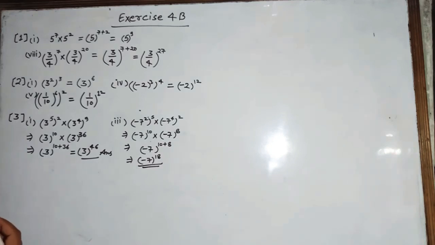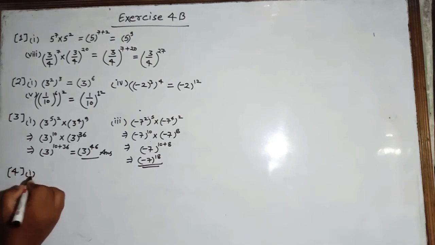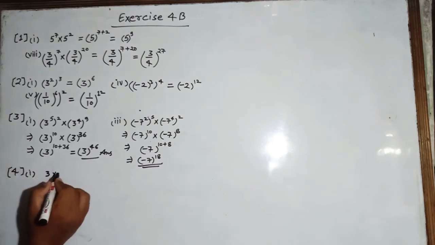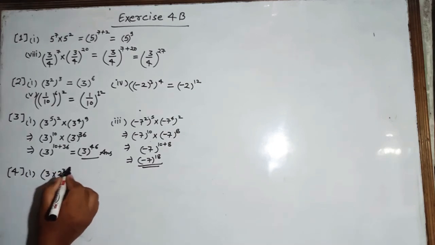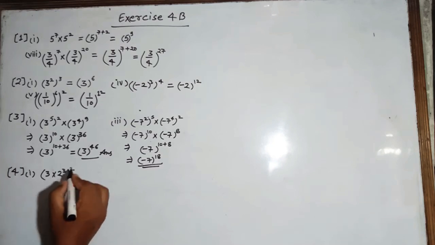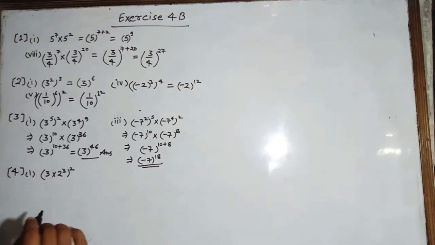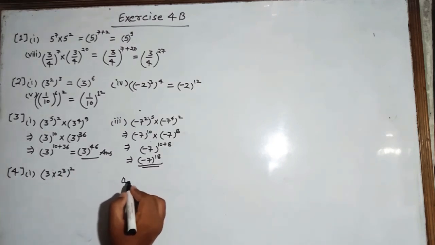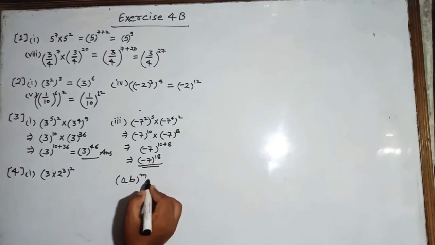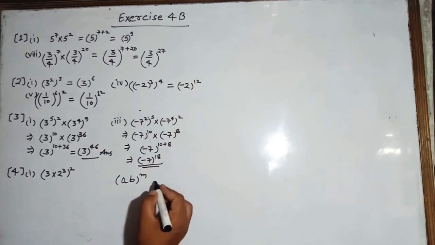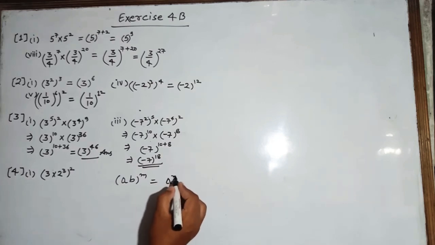Now come to question number 4. Simplify. The first part is 3 into 2 to the power 3, whole to the power 2. Now you can see here it is the same as (a into b) to the power m. So we can write it as a to the power m into b to the power m.